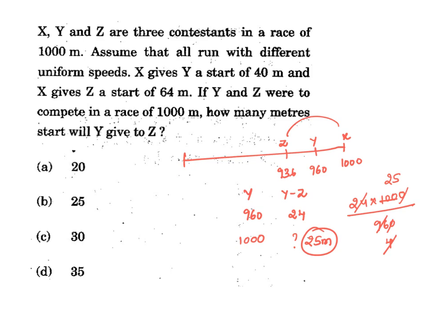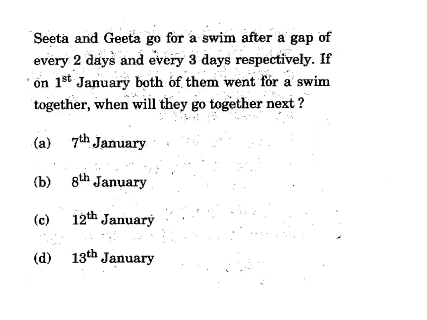That's your answer there. Sita and Geeta go for a swim after a gap of every 2 days and every 3 days respectively. If on 1st January both of them went for a swim together, when will they go together next? So 1st January both of them went. With a gap of 2 days, which means 2nd and 3rd is off, so she'll go on 4th. Then after add 3, 7. Then after add 3, 10. Then 13. It goes on like that.